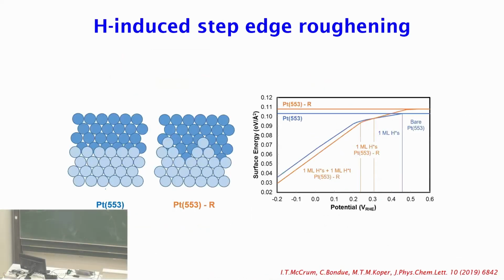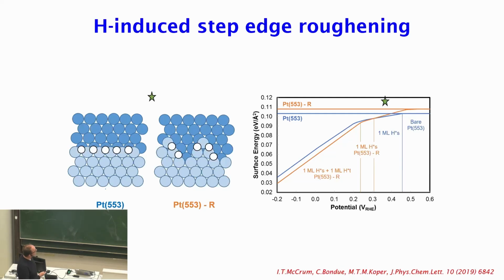And we did some DFT calculations. This is from Ian McCrum. Here you have a straight step edge, and here you have a step edge that is sort of faceted, and then you make these 100 features. The straight step edge in the absence of hydrogen is more stable. But as you start adsorbing hydrogen on the step edge, at some point the faceted step edge becomes more stable.